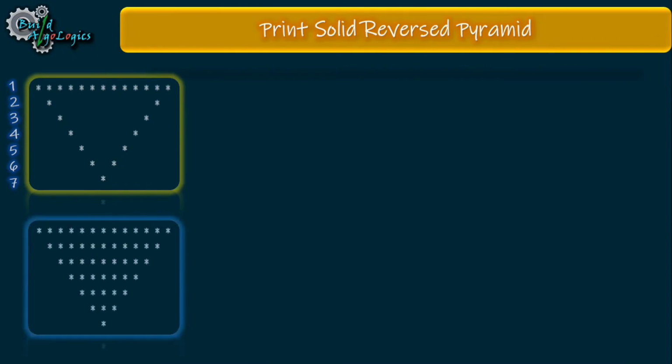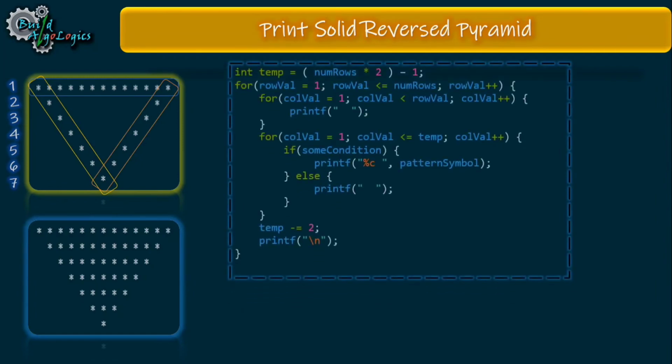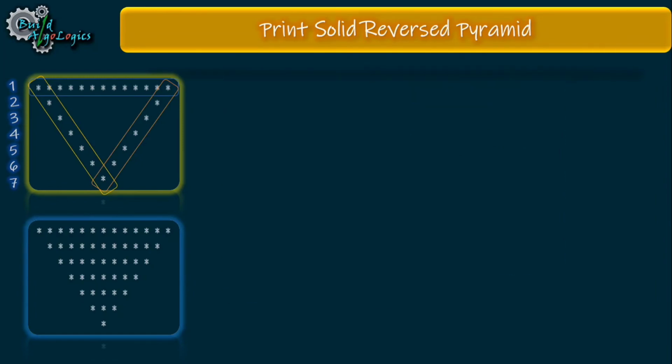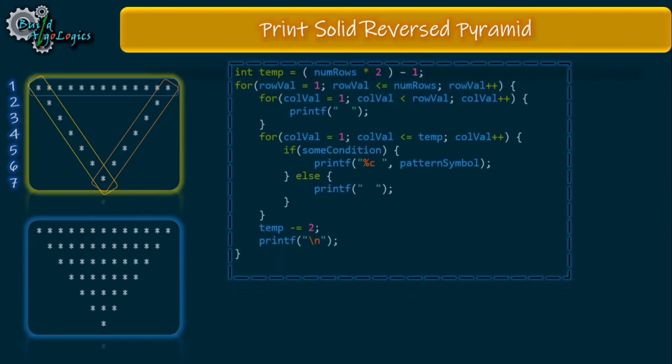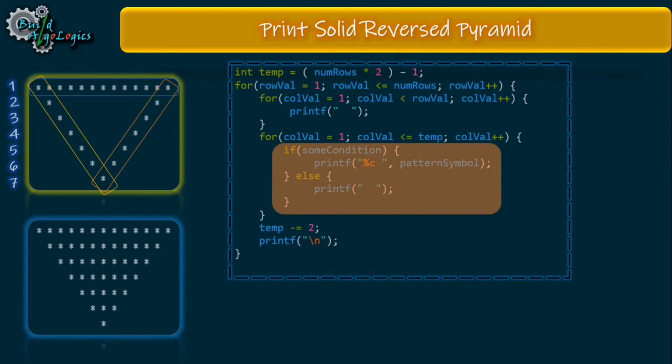Here this pattern is like this one, but here we just need to print stars in these parts only, and for the rest of the values we print white spaces. So for this purpose we can use one if else block here in this way. Here when some conditions are true, print stars or these pattern symbols, otherwise print white spaces.